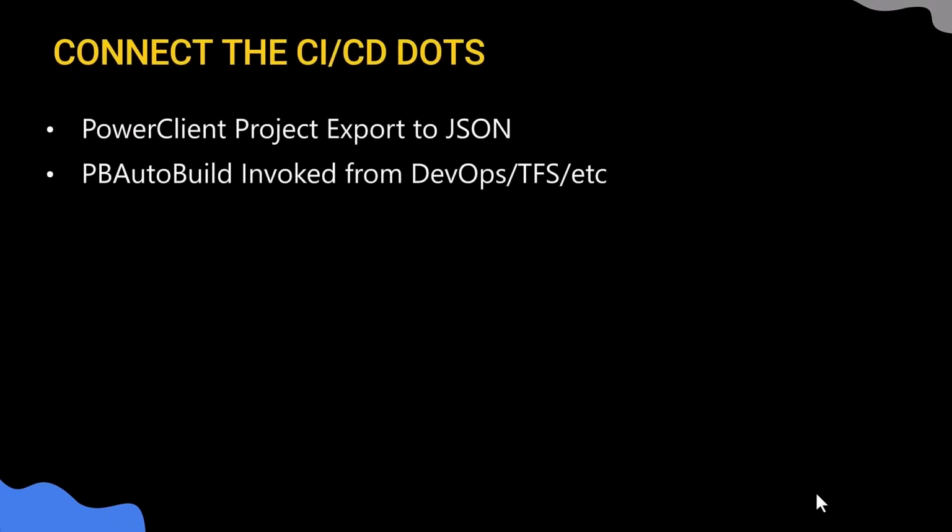What you're going to utilize is the PowerClient project's ability to export all that we looked at in the property sheets in the project object. It can all be exported to a JSON text file. Then using that payload, you'll run PBAutoBuild, which can be invoked from DevOps or TFS or any other build agent that will run that job off of your, let's say, a Git platform.